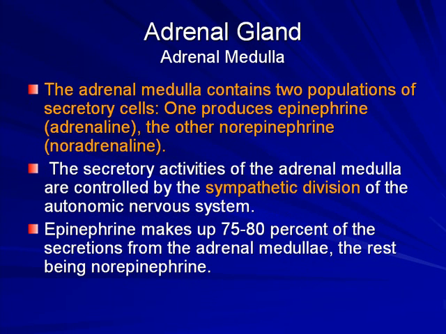The adrenal medulla contains two populations of secretory cells. One produces epinephrine, adrenaline. The other one produces norepinephrine, noradrenaline, under the control of the sympathetic nervous system. And remember, sympathetic nervous system, that's the fight or flight system.